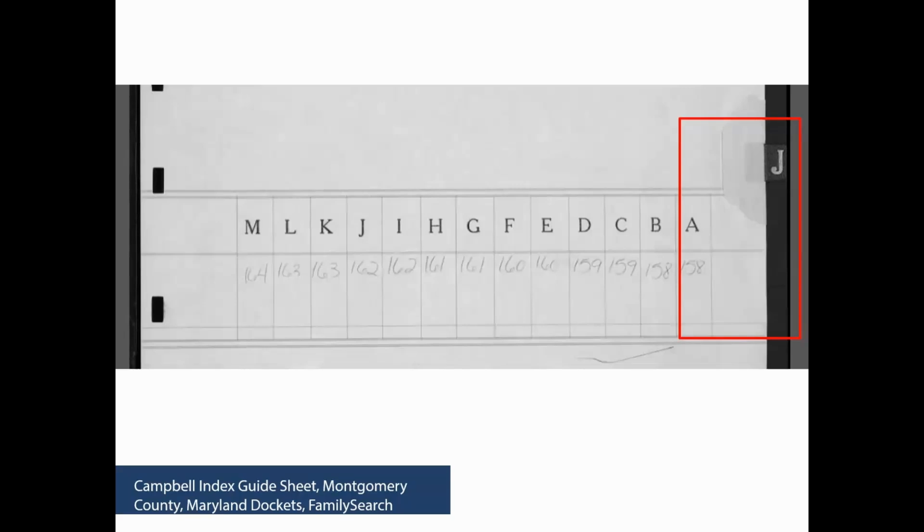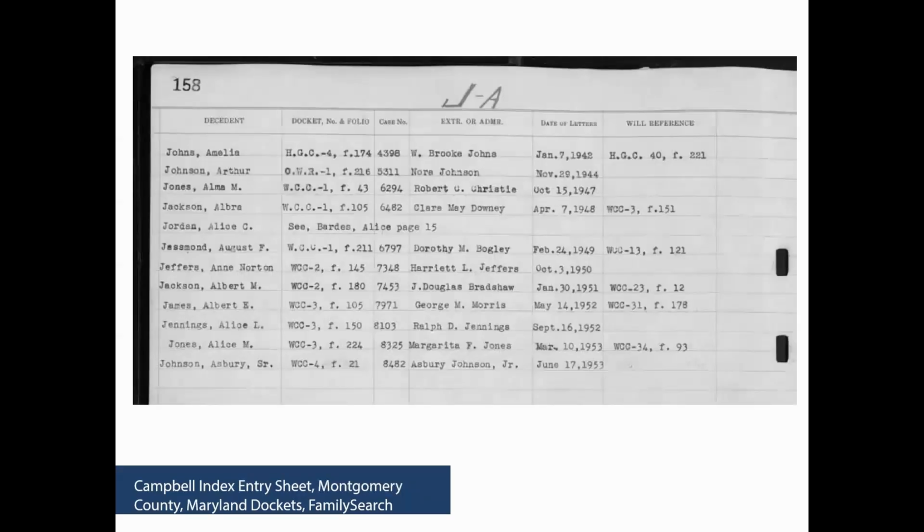So with these types of records, the Campbell index sometimes can be a little tricky. What is involved is these guide sheets. So we start off with the first letter, in this case, J. And then we go to the first letter of the first name. In this case, we're looking at A, which is on page 158. And then we see here are all the surnames that start with J, and then all the first names that start with A, and they're all grouped together.